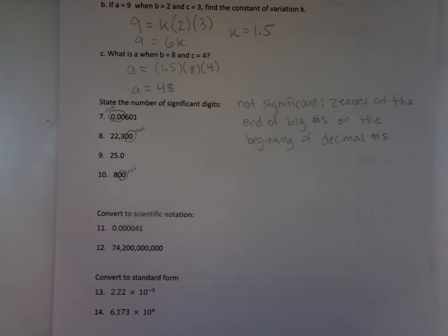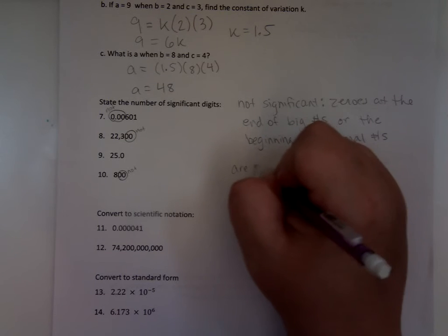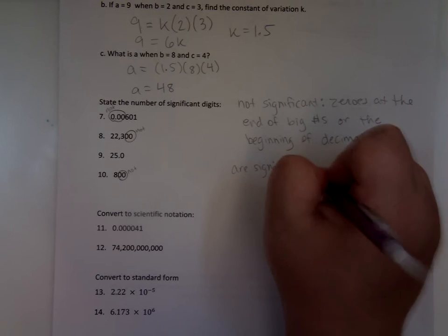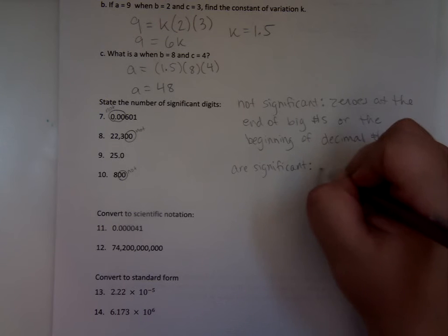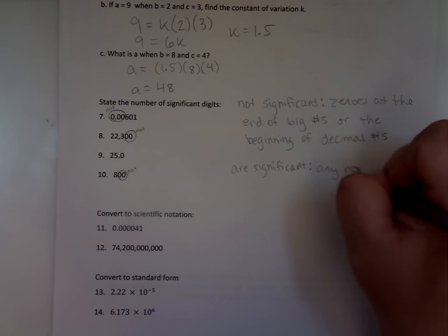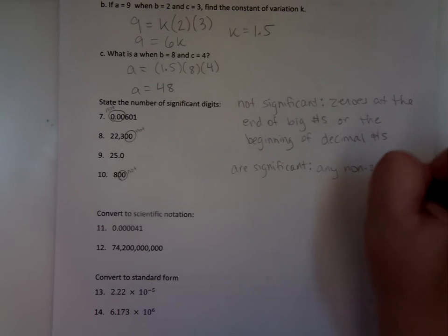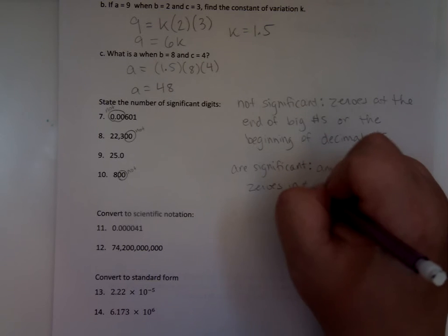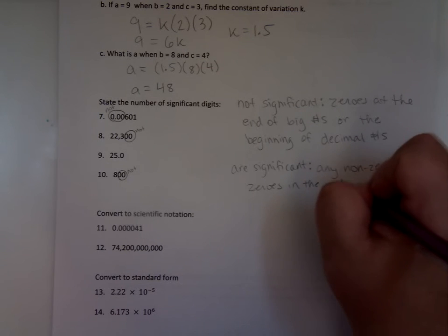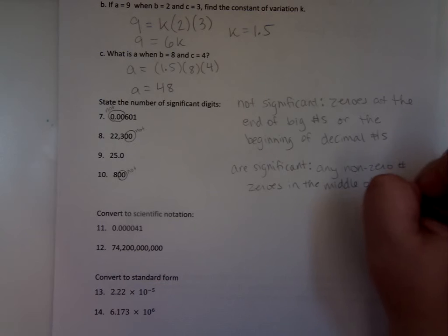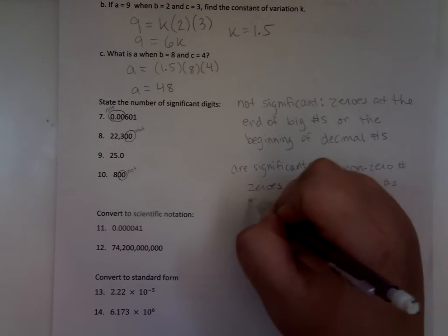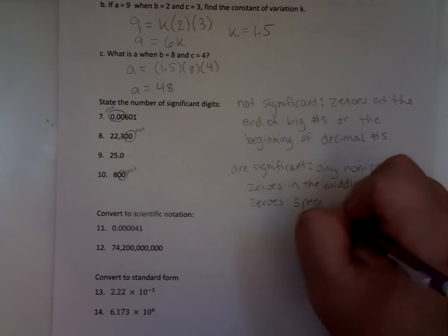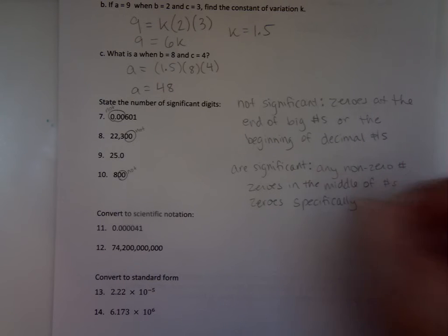Things that are significant: any non-zero number, zeros in the middle of numbers, and zeros specifically written after a decimal point.